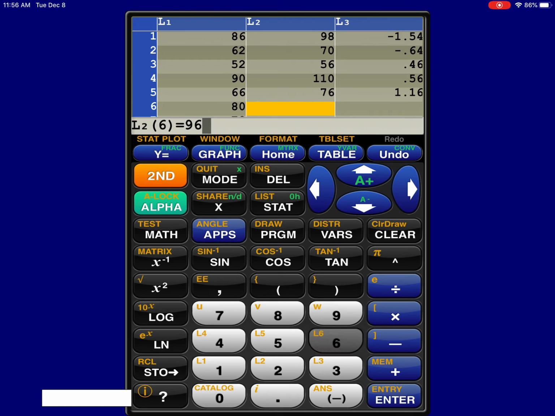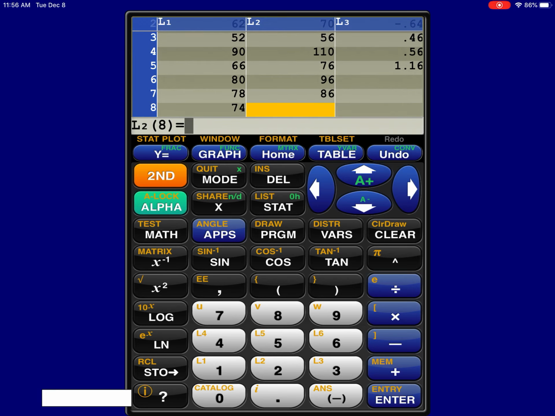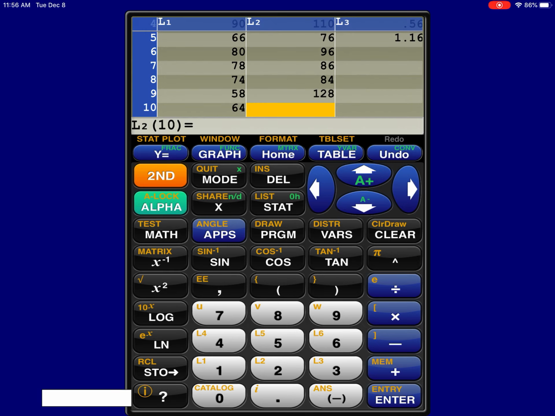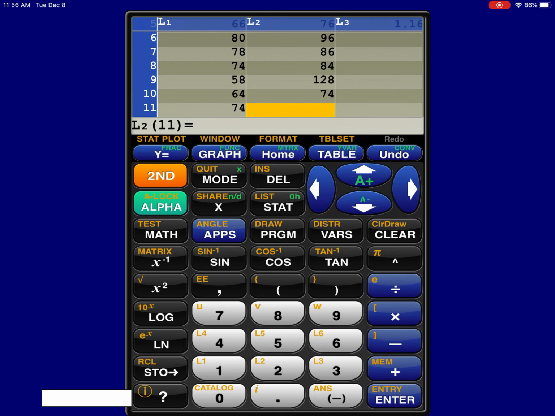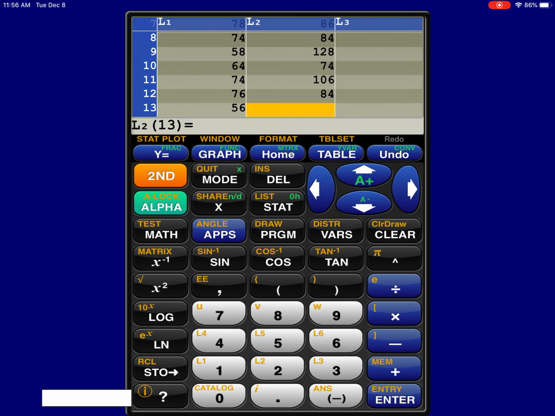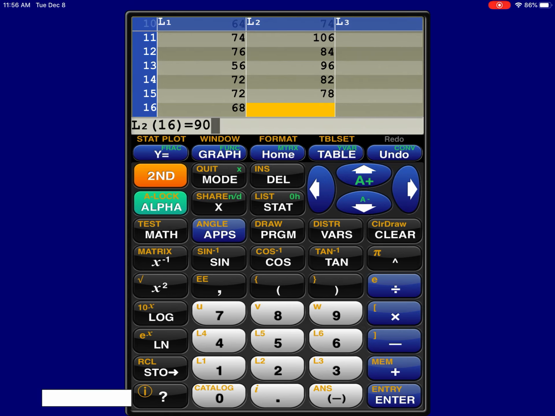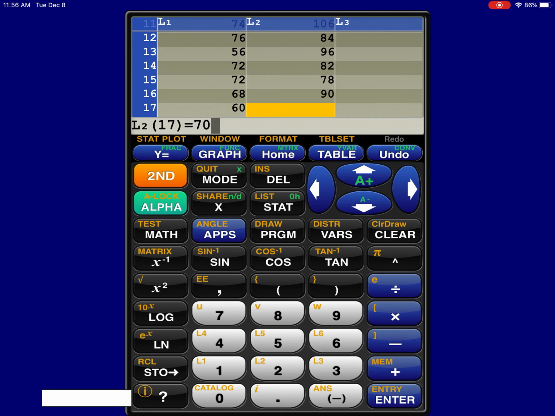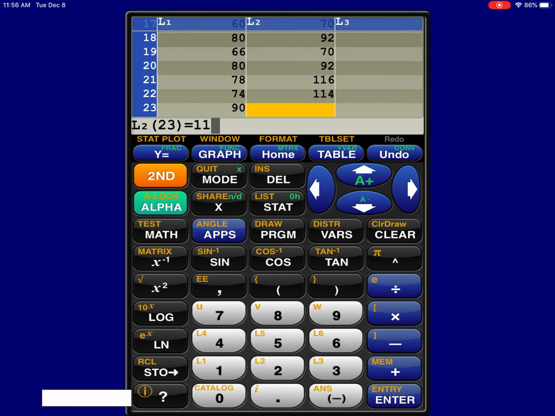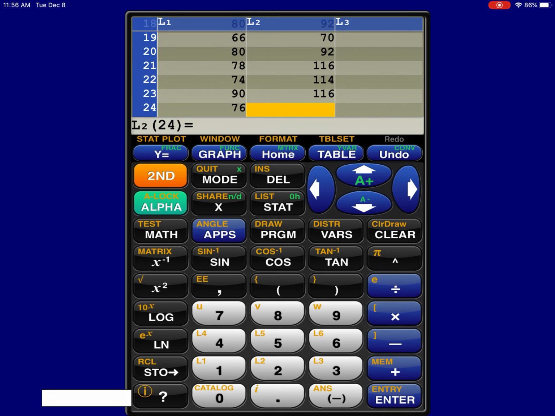110, 76, 96, 86, 84, 128, 74, 106, 84, 96, 82, 78, 90, 70, 92, 70, 92, 116, 114, 116, and 94.